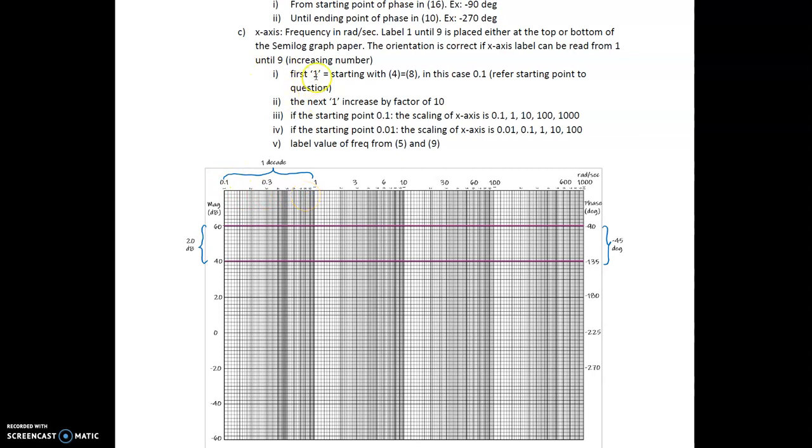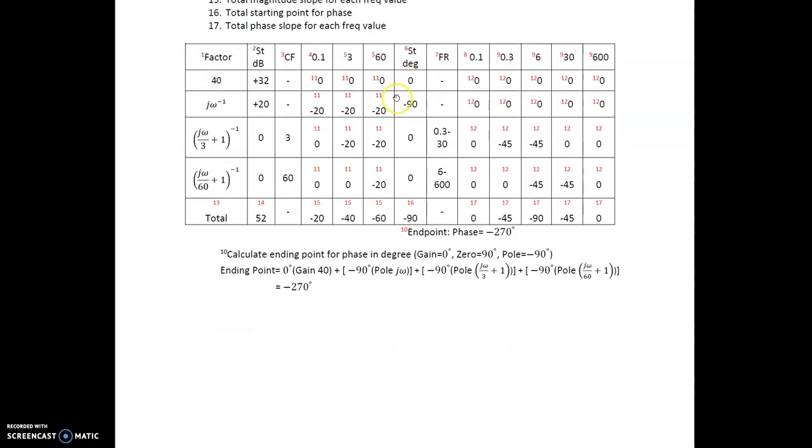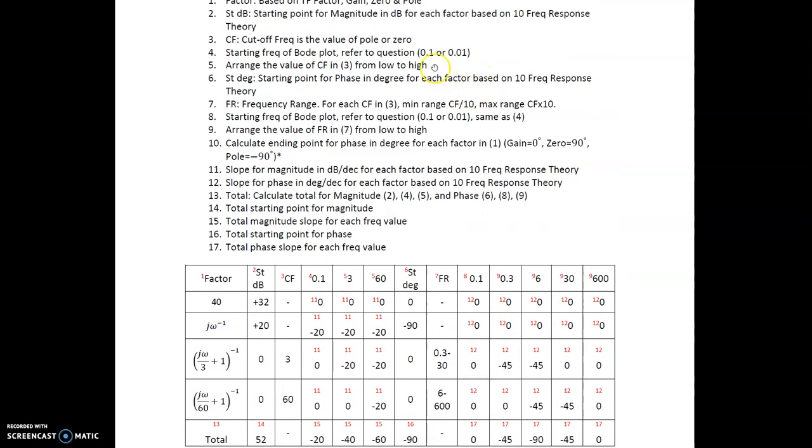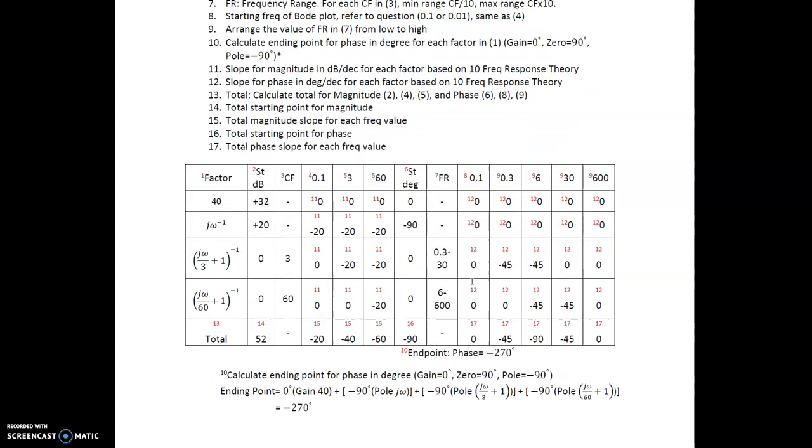Okay, the first one, starting with step number 4 and 8 in the table. Step number 4, this one, and 8. It should be the same starting point. Please refer to the question. It can be either 0.1 or 0.01. So please refer to the question requirement whether you should start at 0.1 or 0.01. The starting point for magnitude and phase should be equal. In this case, 0.1.